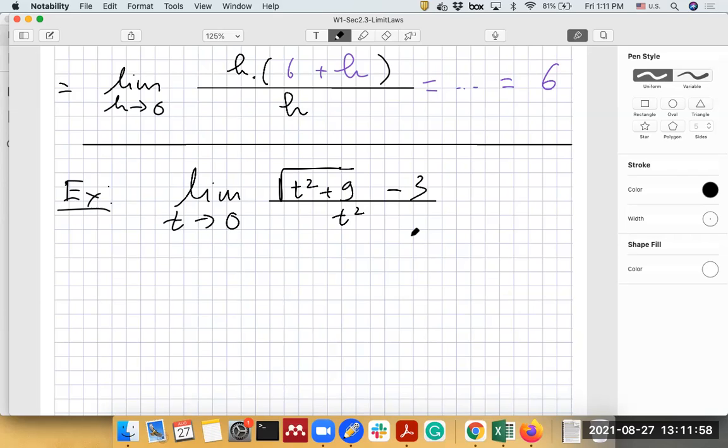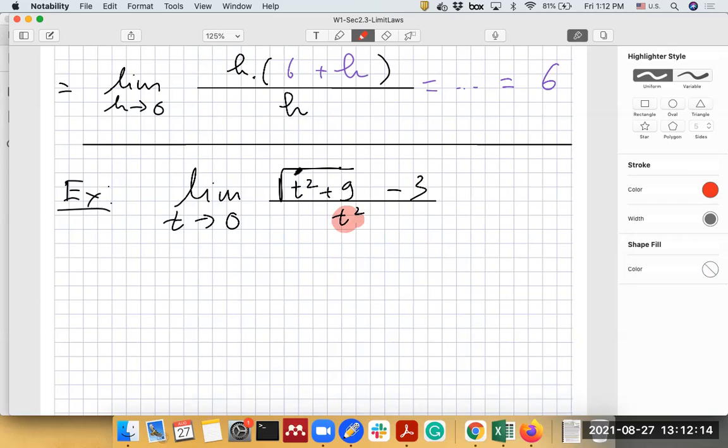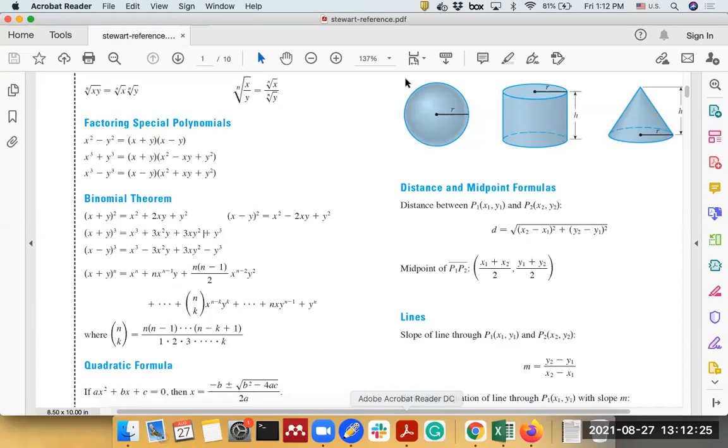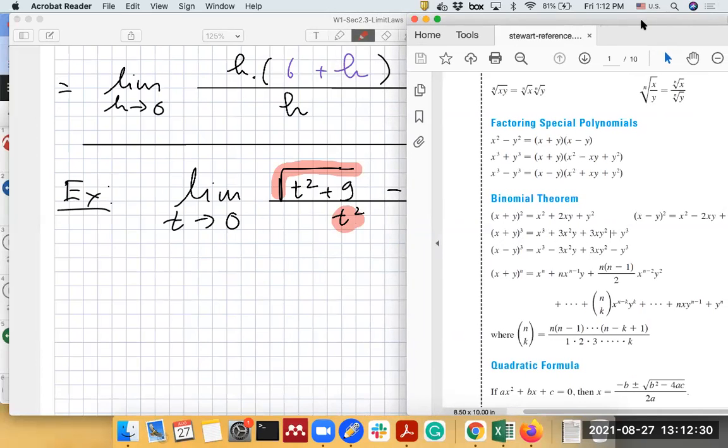What is the difficulty here? Yes, anything else? The bottom is 0. Good observation. What else? What is the difficult thing? This horrible sign, right? We hate it. So how can we get rid of this? Yeah, we can somehow get rid of this.